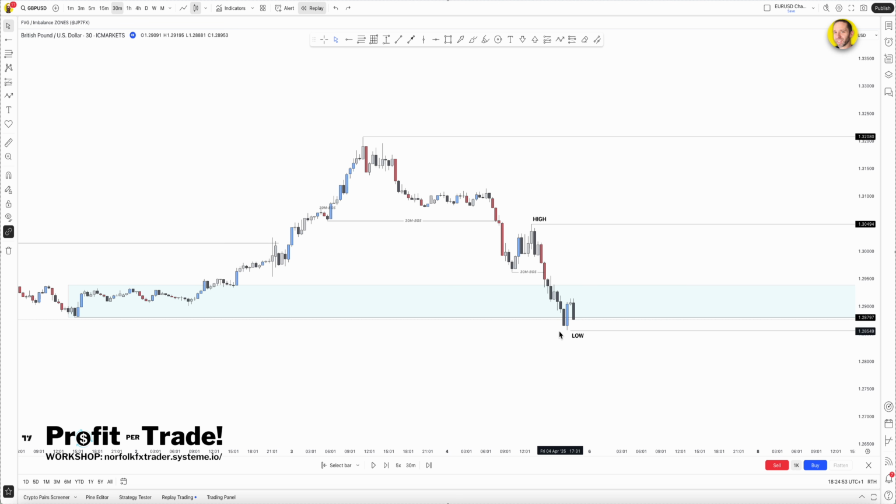And straight away, we just push down and we break that low, and you're in a losing trade straight away. And as you can see, this candle closes up. This would create a new low for your trading range, and this would stay your high.